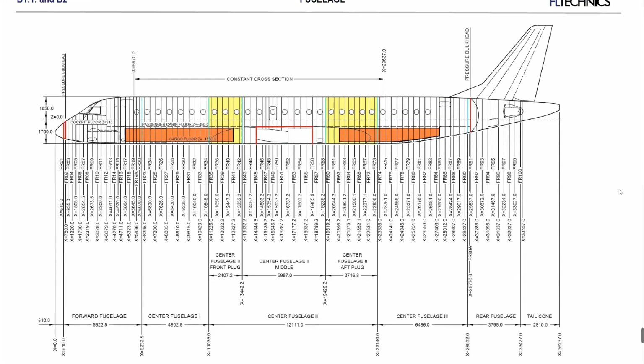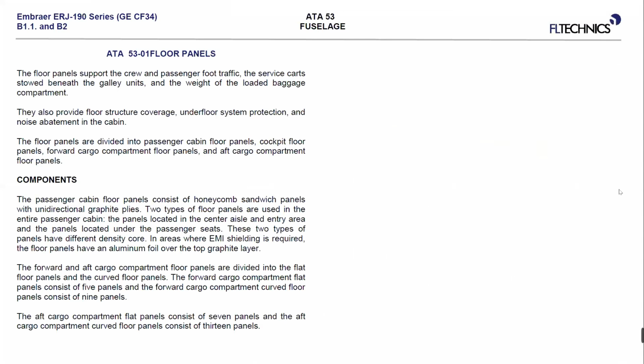When you talk about floor panels, they have to resist the crew and passenger foot traffic, also service carts. Also, we have galley units. We have some baggage compartments in the cargo also. The panels provide structural coverage, underfloor system protection, and noise abatement in the cabin. The panels are divided into passenger cabin floor panels, cockpit floor panels, and cargo floor panels. We already talked about the cargo compartment yesterday.